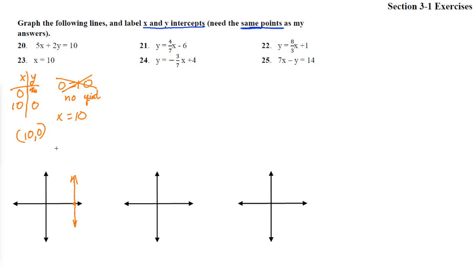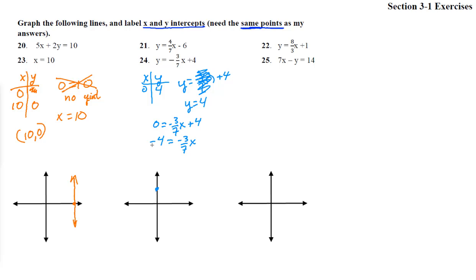All right, number 24. Let's stick in the zeros. We get 0 for x. We get y equals negative 3/7 times 0 plus 4. This just goes away. Times 0 is 0. y equals 4. That was nice. 0, 4 right about there. And then stick in 0 for y. Ooh, 0 equals negative 3/7 x plus 4. Subtract 4 from both sides, and we get negative 3/7 x.